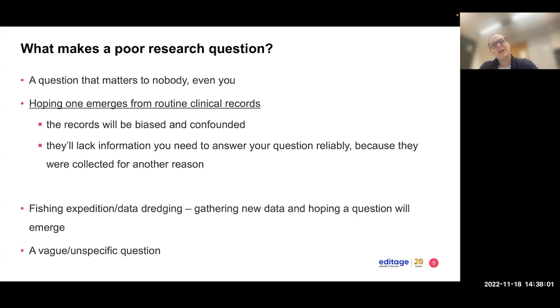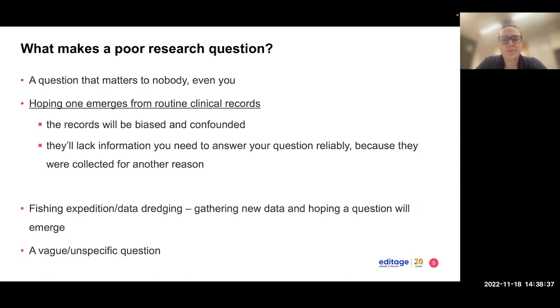Then another poor research question that we see a lot of times, and it happens especially in fields of genetics, now proteomics. So all the omics where you can just put on an assay and just put, let's say, 1,000 genes and then fish something out of those 1,000 genes. So a fishing expedition or data dredging will usually not give you the results of a question that is of good quality.